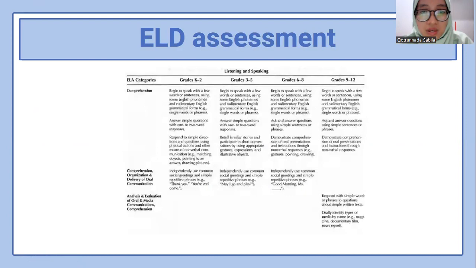And then, as you can see in the slide, this is the California English Language Development Standards for listening and speaking. We have several categories from grades K to 2, grades 3 to 5, grades 6 to 8, and then grades 9 to 12. And then here, the categories are comprehension, organization and delivery of oral communication, and then analysis and evaluation of oral and media communications.